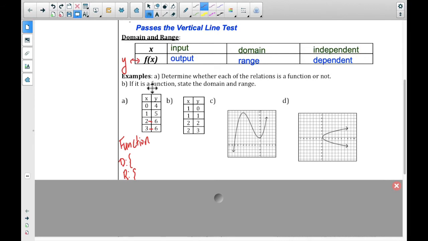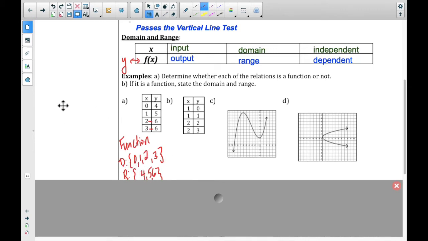Then part B asks, if it is a function, state the domain and range. Here the domain is all of my x numbers. That's 0, 1, 2, 3. And then the range is all of my y numbers, which is 4, 5, and 6. And that's our notation. Typically we use D to stand for domain and R to stand for range.